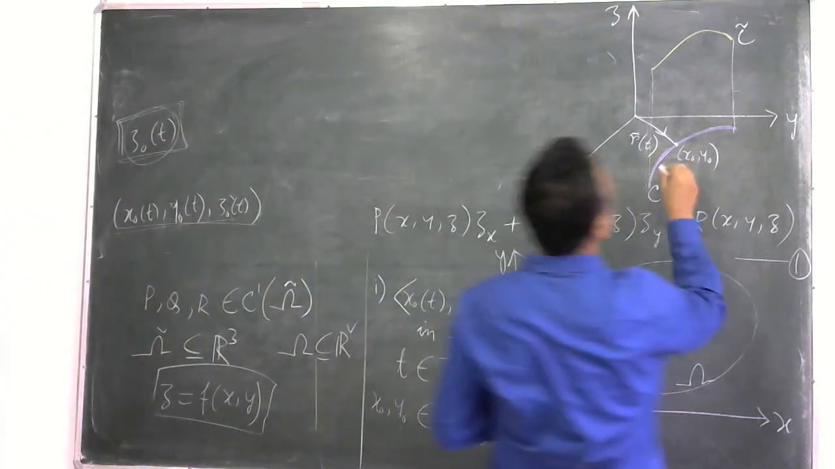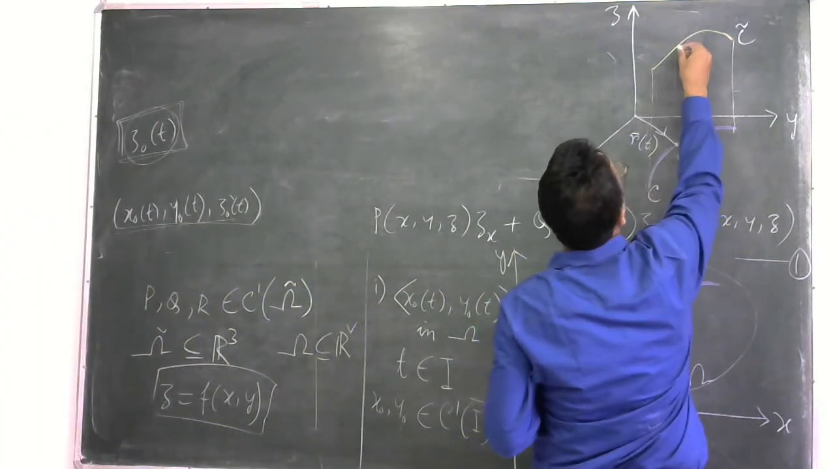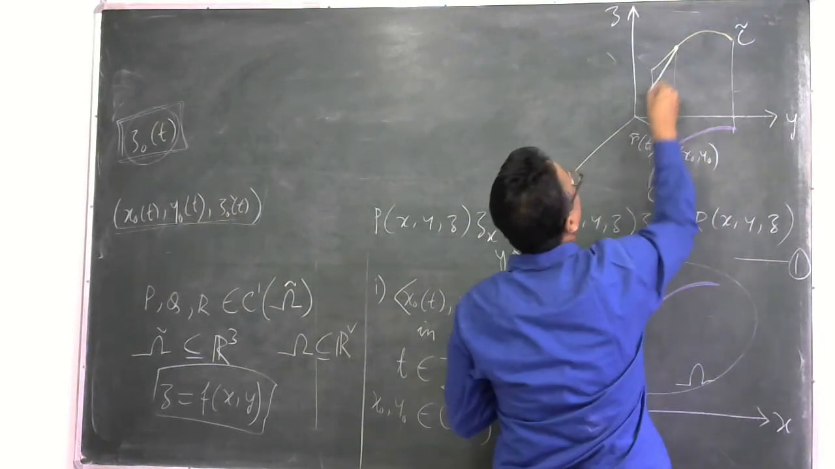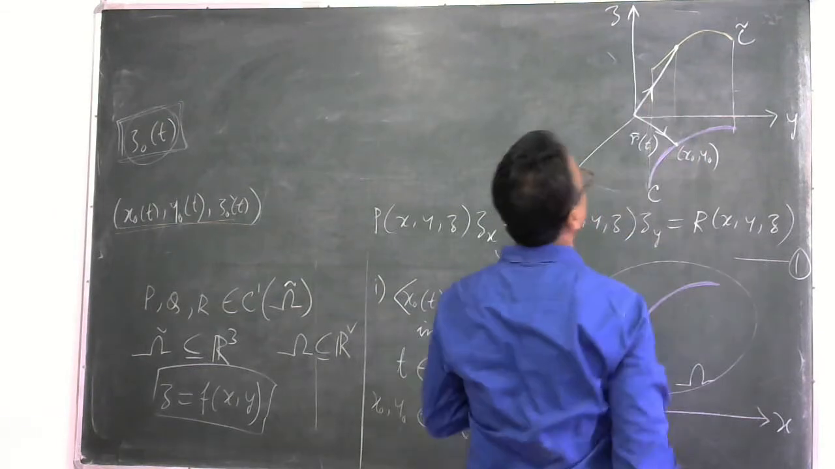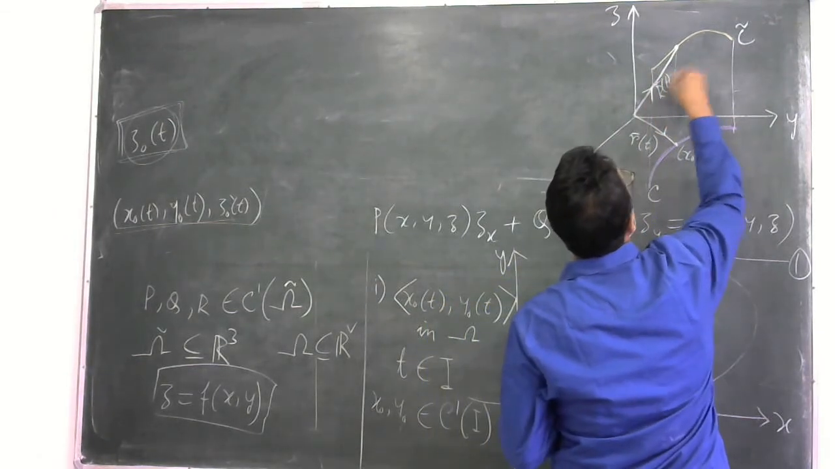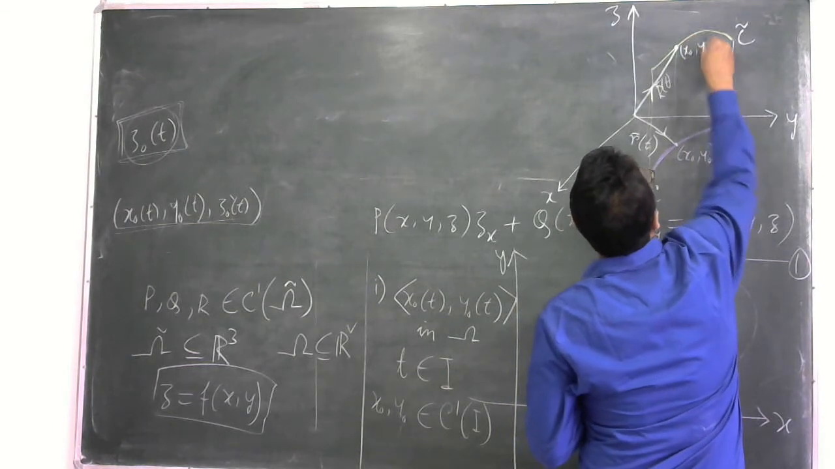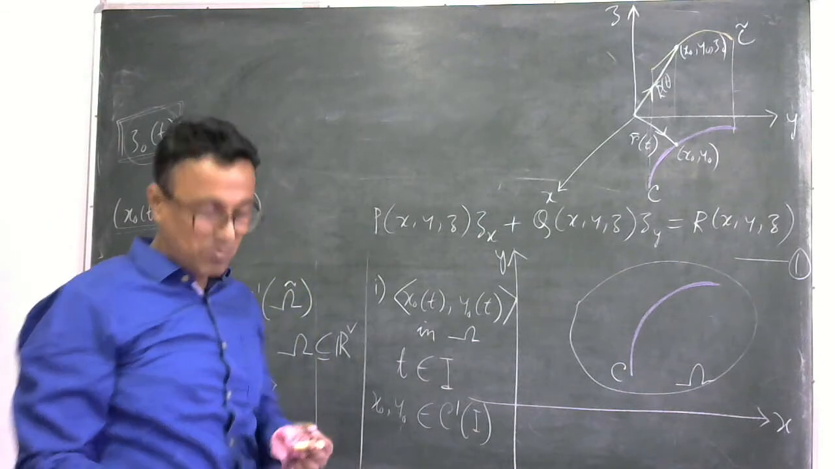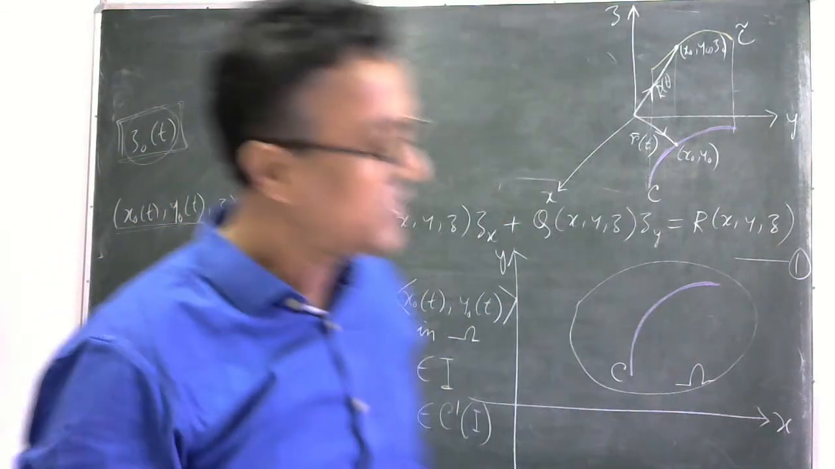So then what is going to happen? Corresponding to this, I am going to have, suppose this vector, let me call it, say, capital R of t. It will be given by something like this. Are you getting my point now?